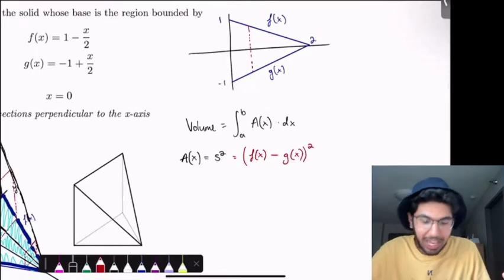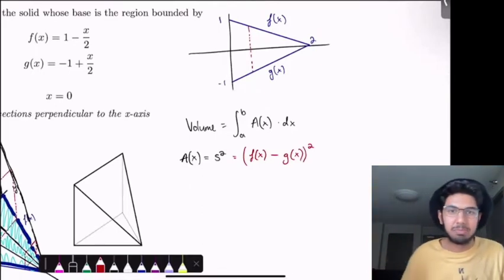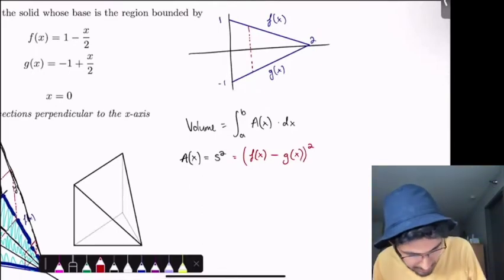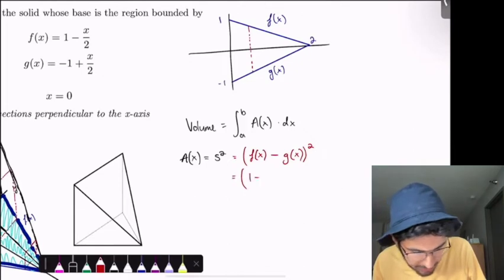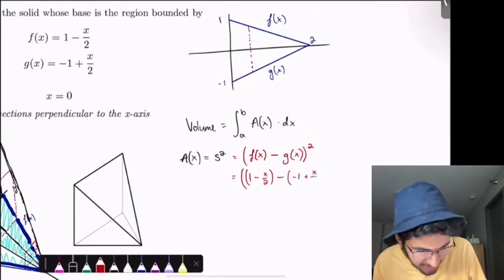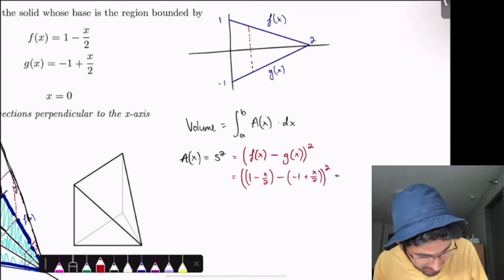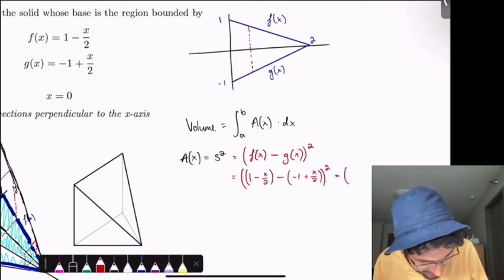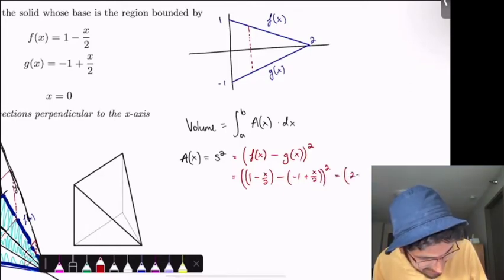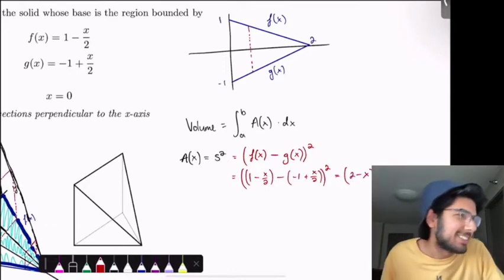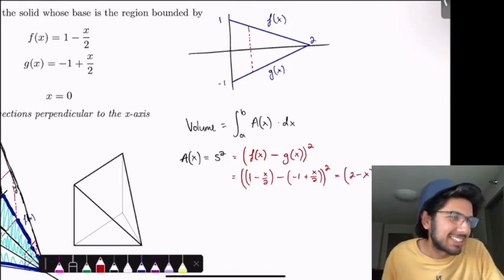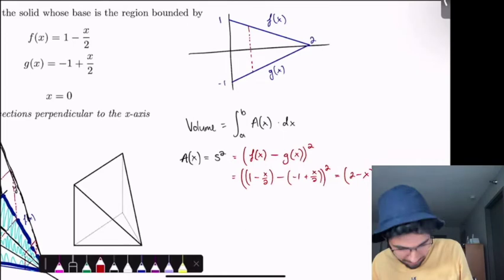Okay, so we have equations for f of x and g of x. Let's plug them in. So this would be equal to 1 minus x over 2 minus negative 1 plus x over 2, and we're squaring that. So that's going to be equal to, oh boy, 2 minus x squared? Let me just make sure I'm not messing this up. Yes, that is correct. And now we can finally integrate.